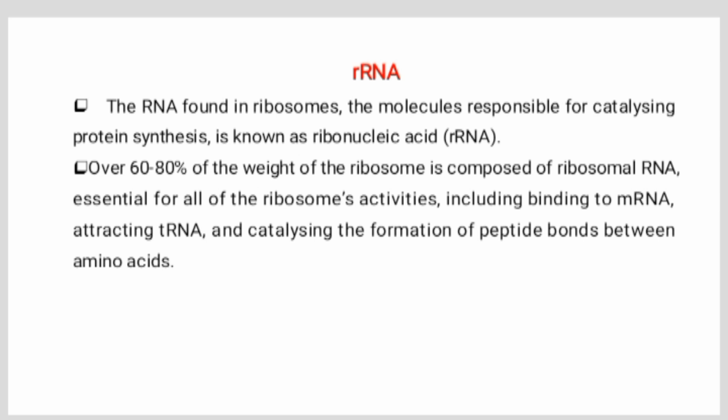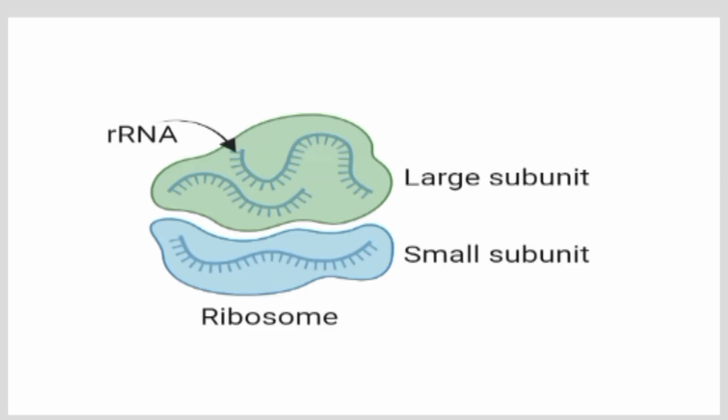rRNA, the RNA found in the ribosome, is the molecule responsible for catalyzing protein synthesis. Over 60 to 80% of the weight of the ribosome is composed of ribosomal RNA, essential for all of the ribosome's activities, including binding to mRNA, attracting tRNA, and catalyzing the formation of peptide bonds between amino acids. These are the rRNA structures. They have two types of subunits: the large subunit and the small subunit.